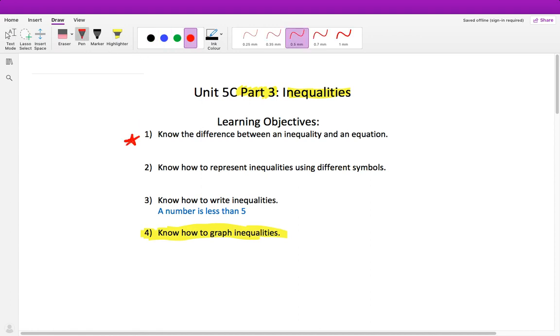We already learned the difference between an inequality and an equation. We already know how to represent our inequalities using our different symbols, meaning our less than or equal to, our greater than, and our greater than or equal to. And we already went through how to translate from a sentence into an inequality. And the last thing that we're going to be covering now in this video is how to graph inequalities.